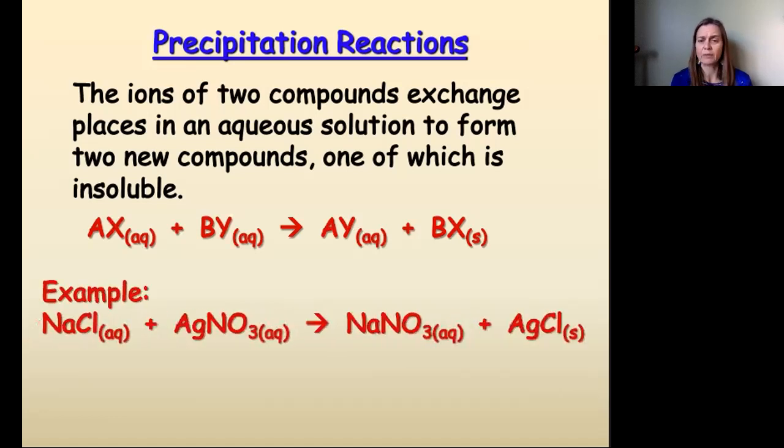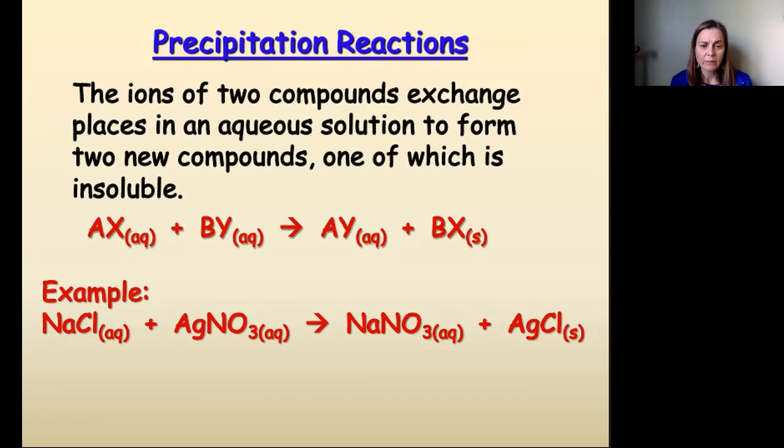So here's our example. If we mix a solution of sodium chloride, a solution of table salt, with a solution of silver nitrate, then we're going to get a solution that contains sodium nitrate, but the silver chloride is going to precipitate out. So we're going to mix two clear solutions, and we're going to wind up with a solution that has a white powder sitting on the bottom of it, and that white powder is silver chloride. So that's a precipitation reaction.